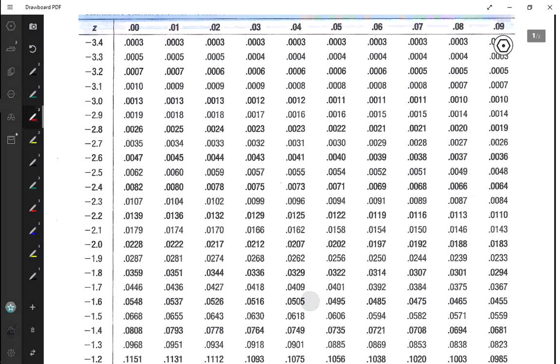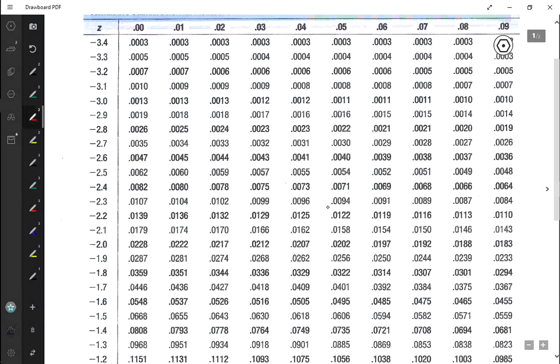And what you'll notice is that you have a column here of z-scores that give you, in this case, negative 3.4. So it gives you the ones place, and then the tenths place, and then this up here is the hundredths place. So if I wanted negative 3.44, I would go to negative 3.44, which is right here, and that would be the value that I'd be looking for.